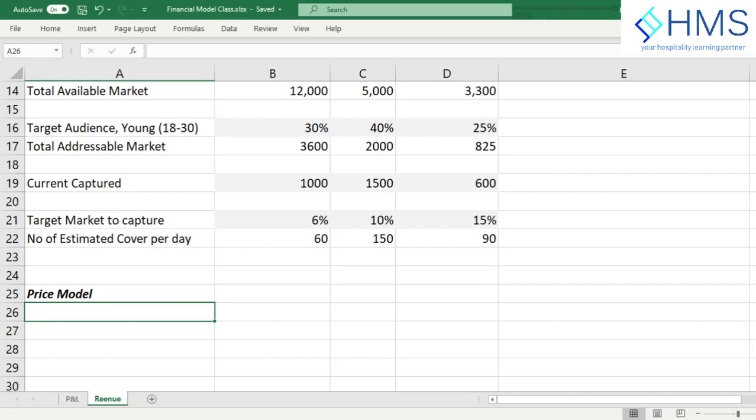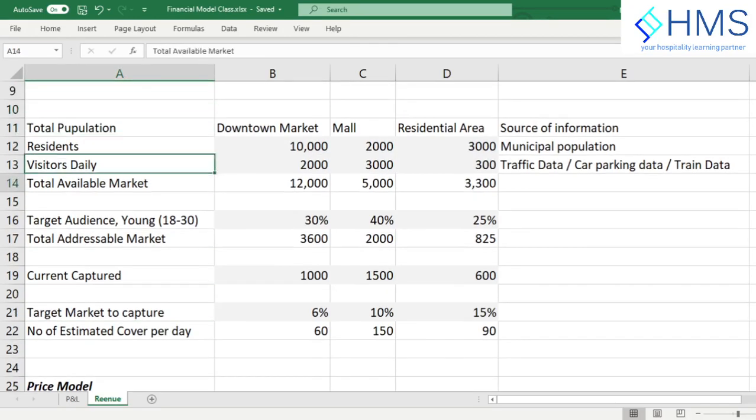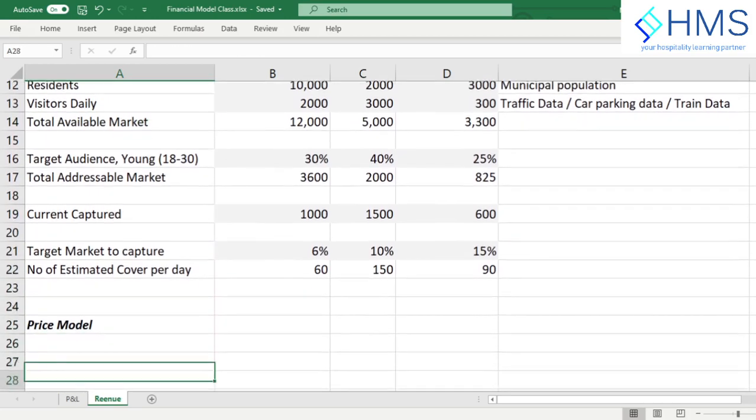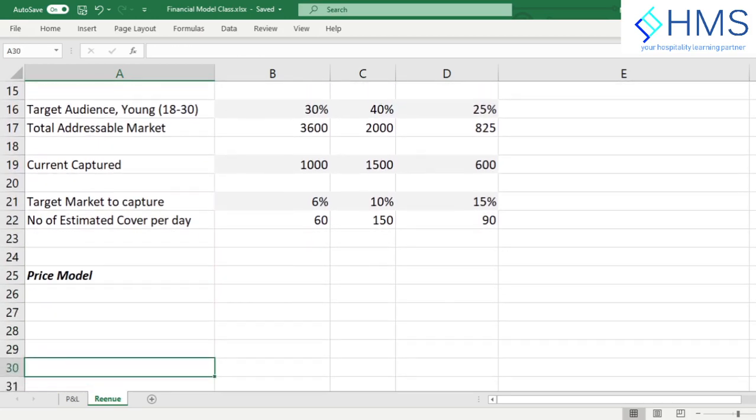We were discussing the revenue generation model. So we have covered the customers. Now let us look at the pricing models. How do we create a price? Let's start with one product only, the one signature product of our coffee shop.